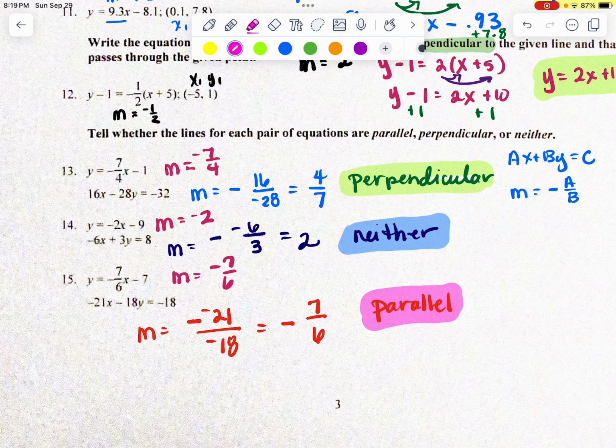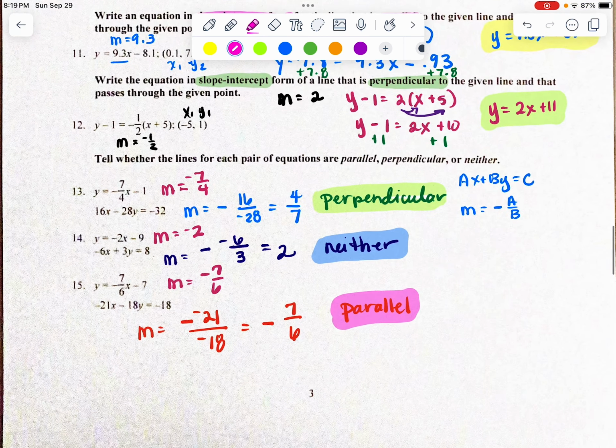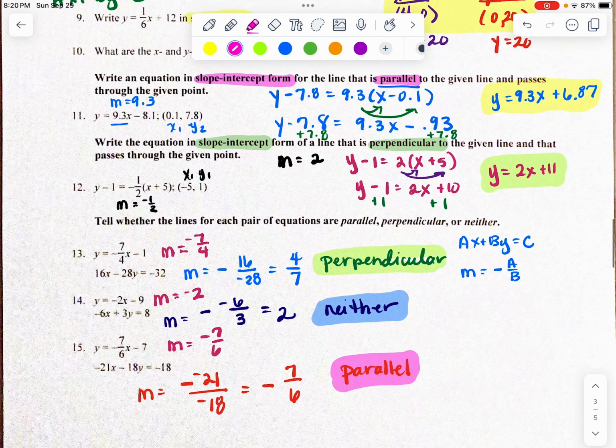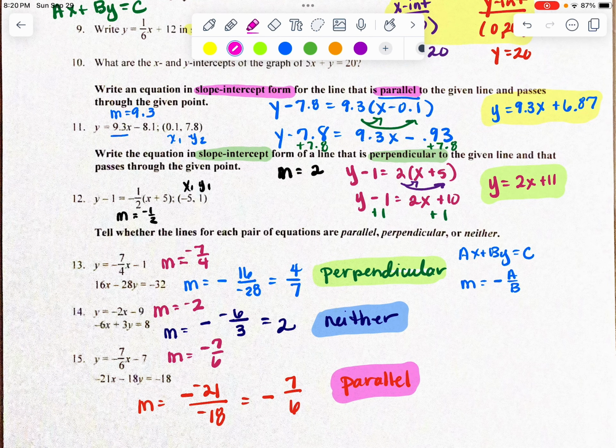And that is your chapter 2 review. I know I went a little fast, but you're more than welcome to stop, rewind, watch it as many times as you like. And all of these questions, again, we have seen before, so it should feel pretty comfortable. Be ready for your test tomorrow.